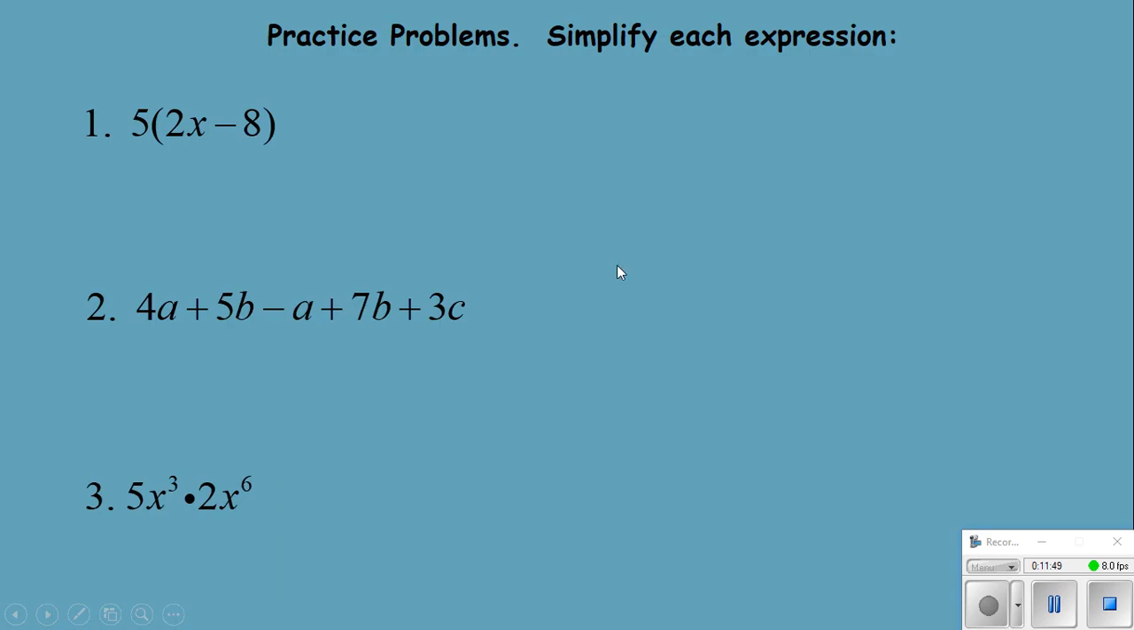All right. Here are a couple of simplifying problems I'm going to ask you to do. Problems 1, 2, and 3 here. You're going to combine like terms or multiply or distribute. It's up to you to figure out which one is which.